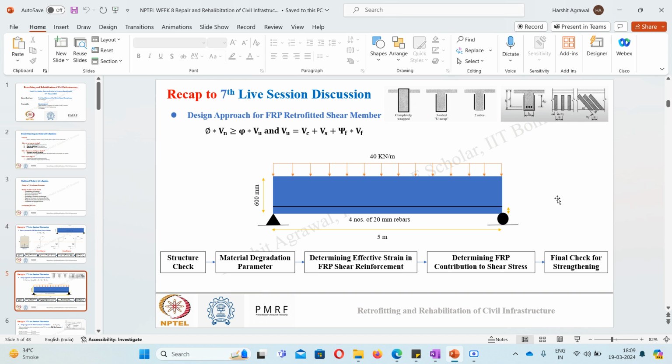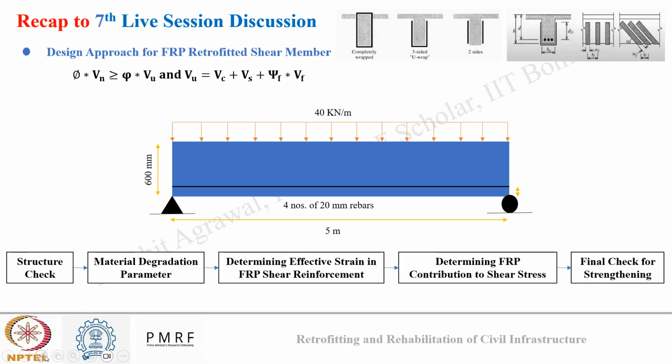So we saw this basic equation, and then we talked about how different types of shear wrapping and the angle of wrapping are taken into consideration, and we saw equations where these things are considered while designing. And then we saw a numerical on FRP shear design, going in a step-by-step approach: first structure check, then material degradation parameter, then determining the effective strain in FRP shear reinforcement, then determining the FRP contribution to shear strength, and finally checking whether the shear reinforcement that I provided is enough or not.